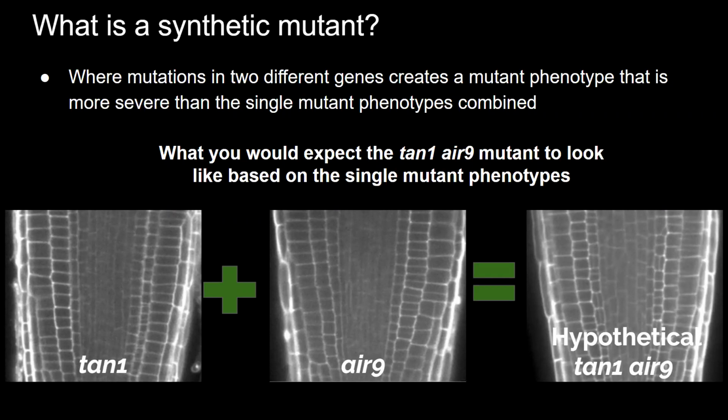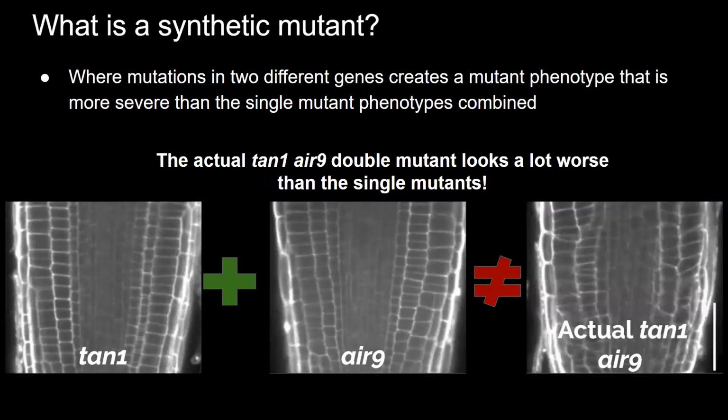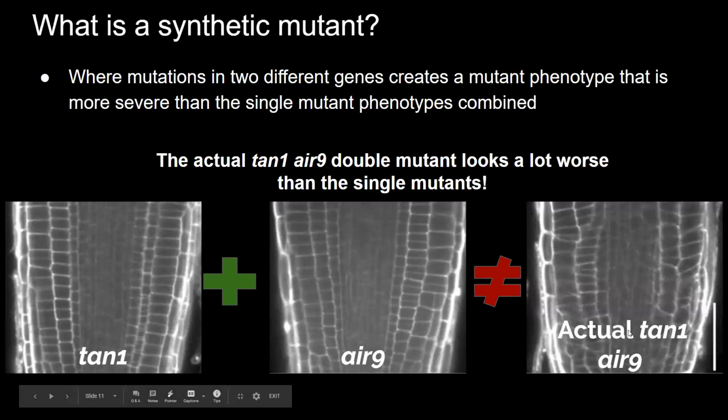So if we knew nothing about the TAN1-AR9 double mutant and I crossed the TAN1 mutant to the AR9 mutant, since these guys look wild type, I would expect maybe the double mutant would look the same. I would have no reason to believe it wouldn't also produce a normal looking plant. But that isn't the case. You can see that the TAN1-AR9 double mutant, when you combine these two normal looking plants that have mutations in these genes, you get something that's a lot worse than just the single mutants.